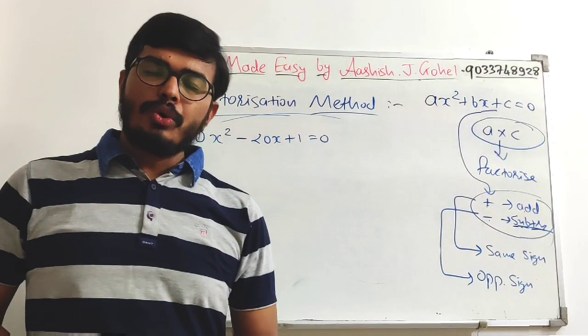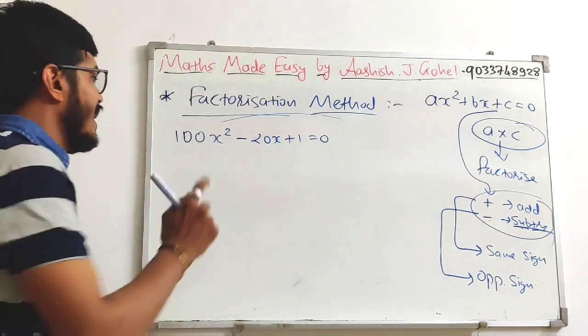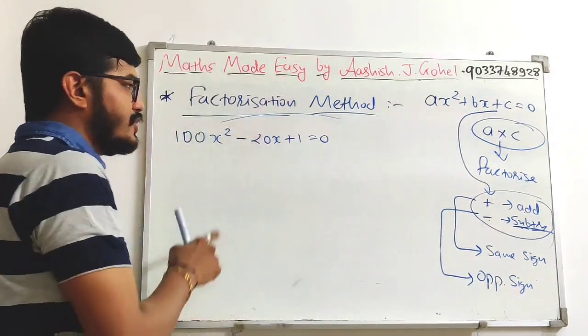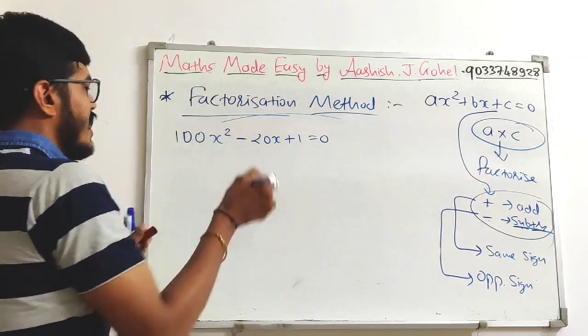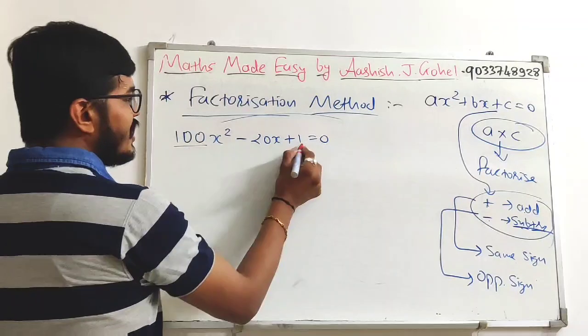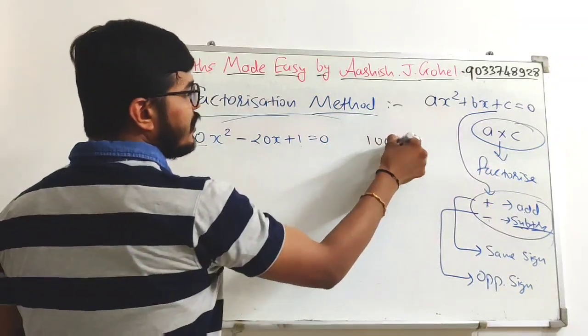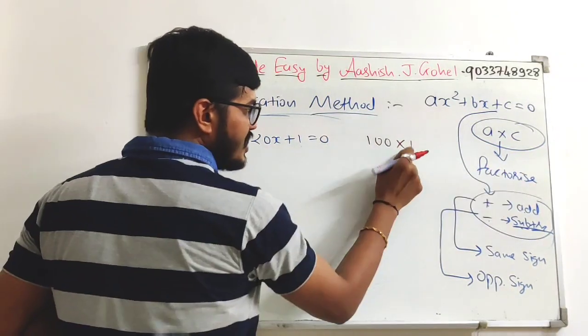Here I am with another example: 100x square minus 20x plus 1 is equal to 0. We will follow the same procedure as the previous one. So let's get started. Here the coefficient of x square is 100 and here 1 is there. So 100 into 1 is there. We need to factorize this 100 into 1.